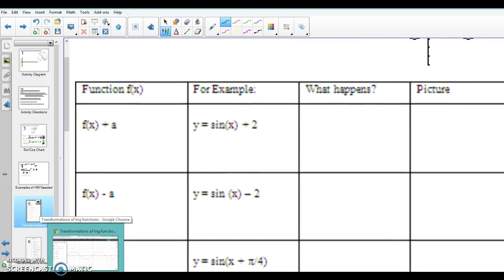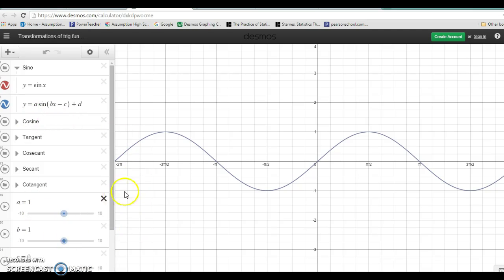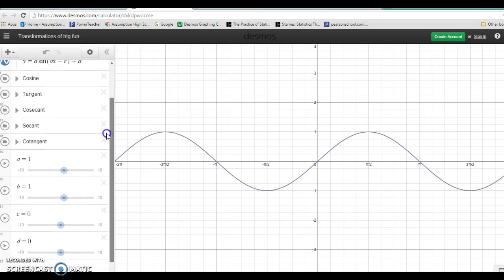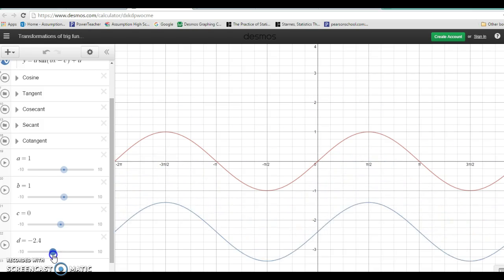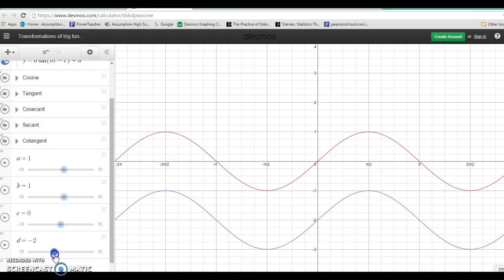So what we're going to do is go to our website, and the plus 2 minus 2 will be adjusting d. So let's go down to the d slider. And if I make d positive, what happens? Well, it looks like it's shifting up. So add 2 would mean d equals 2. The function shifts up 2. Whereas if I do minus 2, then the function shifts down 2.